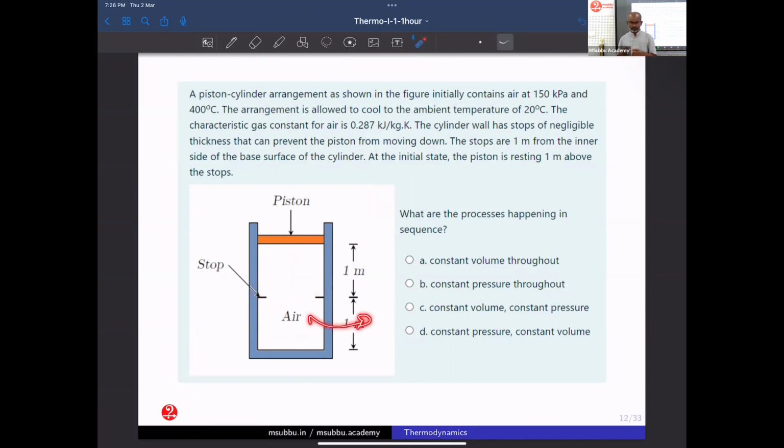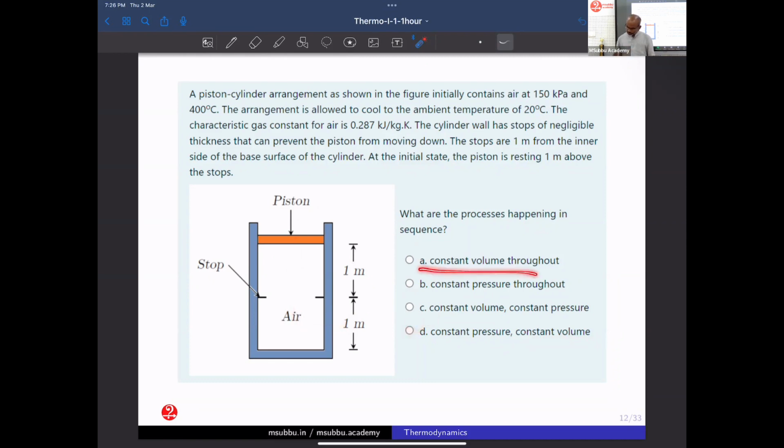So the process is happening at constant volume, but there is a cooling process in proportion to the temperature. There is a reduction of pressure of the air. So what is happening? Initially it is constant pressure followed by constant volume. Otherwise, change in volume followed by change in pressure. So this is the thing.